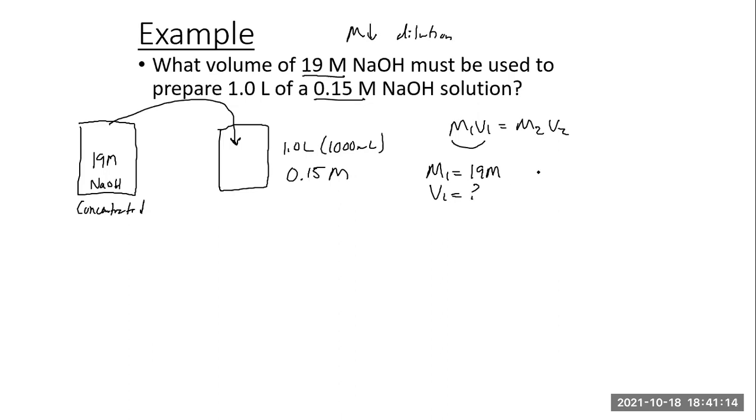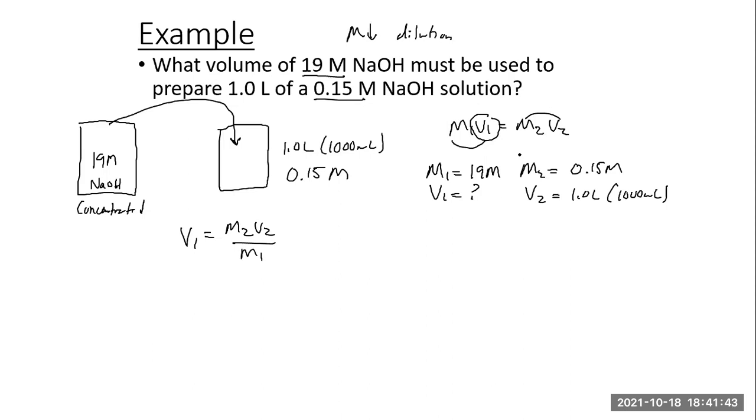What we're looking for is the more dilute guys, which are on this side, and we're looking to end up at 0.15, and we're ending up with a final volume of 1 liter, or again, 1,000 milliliters. So again, if we just mark off, we are missing V1, which means it makes sense to solve for V1. So V1 would equal M2 V2 divided by M1, dividing the M1 to the other side.